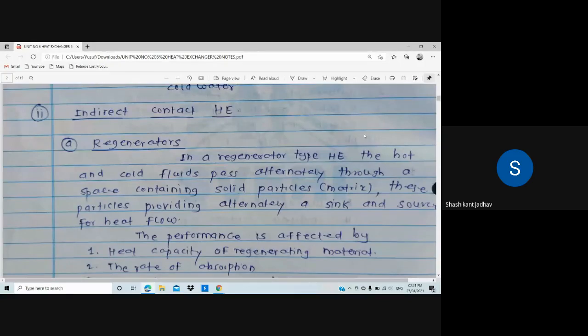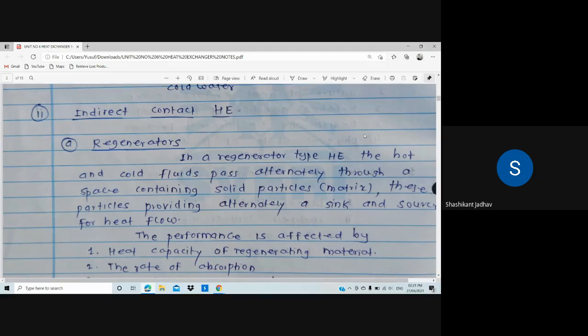Because of that hot fluid, what will happen? The temperature of that matrix will increase. Okay, consider a matrix, a matrix of solid particles, and if you pass hot fluid through that matrix, what will happen? The temperature of that matrix will increase, and after that we have to pass the cold fluid through that matrix.